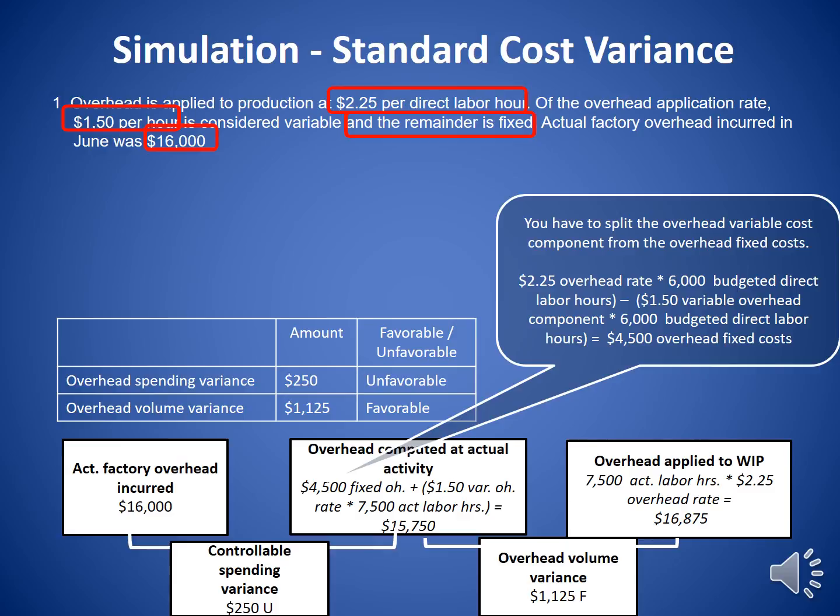I forgot to mention also, with the overhead computed at actual activity, you do have to split the overhead variable cost component from the overhead fixed cost, and I do the calculation where I've done the split there.